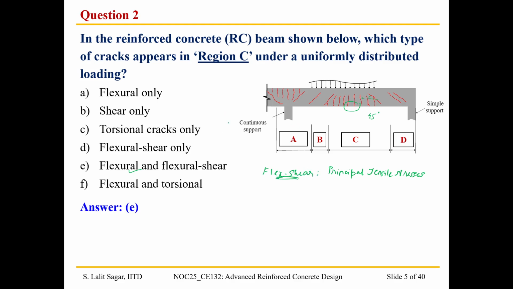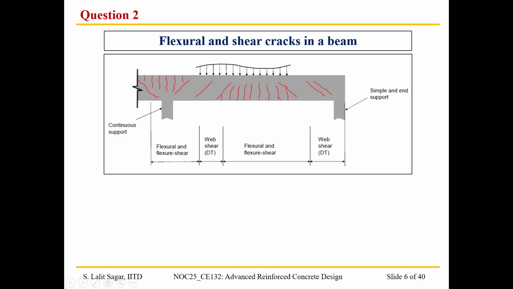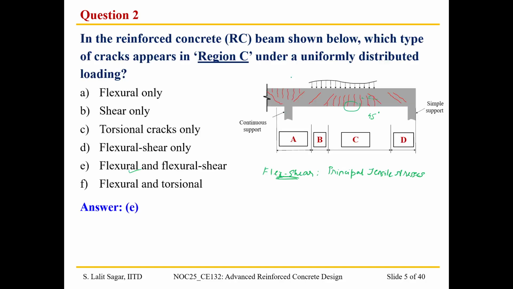For that reason, in region C of the reinforced concrete beam, there is generally a combination of flexural cracks and flexural shear cracks. The same thing is depicted here in the lecture slides also. So for question 2, option E is the correct response. With that, I think we can proceed to the next question.